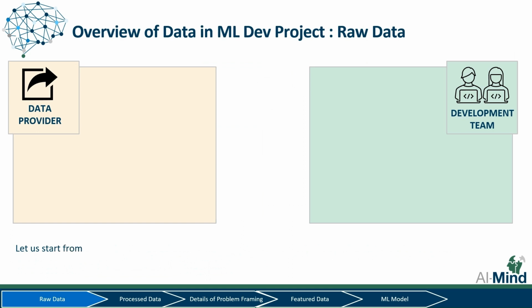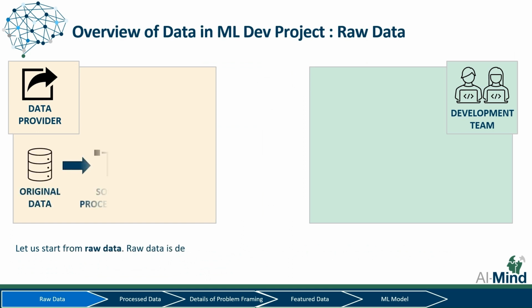So you said that in the perspective of data management, all of those boxes in white are considered data. Yes, that's correct. We need to pay attention to deal with them properly. We have raw data, process data, feature data, details of problem framing, trained ML model, and evaluation score. Let us start from raw data.